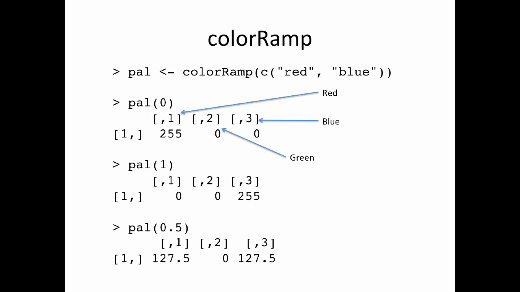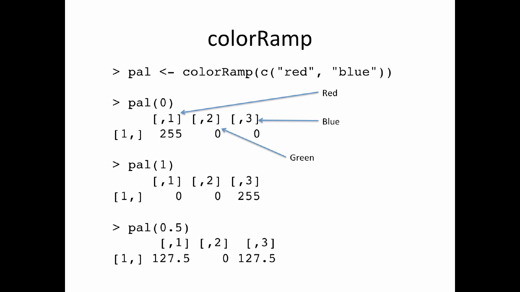So let's do a very quick example here. At the top here, I'm going to use a palette that consists of two colors, red and blue. You can imagine that on your little painter's palette, you've got a blotch of red and a blotch of blue, and you're going to mix them together in varying degrees to create new colors. So when I pass this to colorRamp, it returns a function back. And that function I've called pal. And now pal can take numbers between 0 and 1.